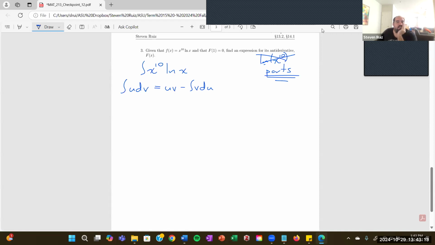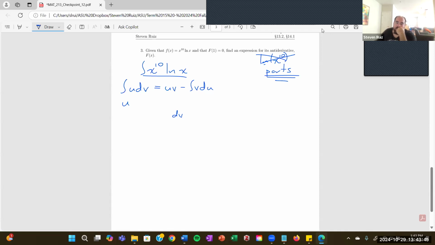Essentially, what you're doing here is you're trading the integral you can't do for an integral that hopefully you can do. So what I get to choose here basically is, all right, you get to split up the integral you're given into two parts, a u and a dv. Or another way to think about it is you're splitting up your integral into two parts, one of which you're going to take a derivative of, the other one you're going to take an integral of.